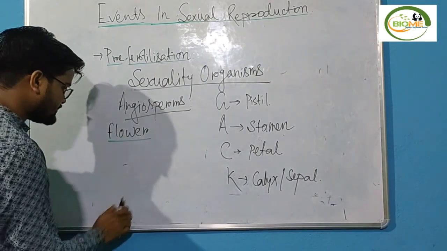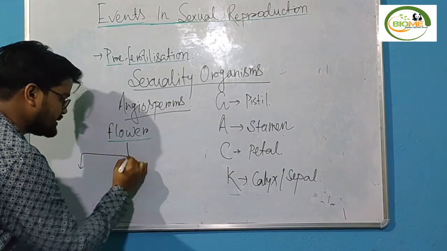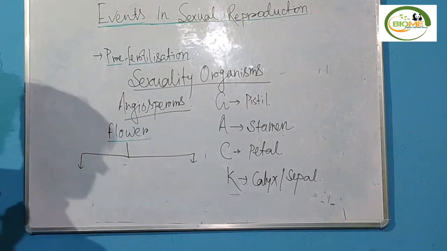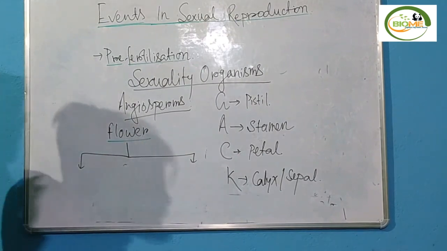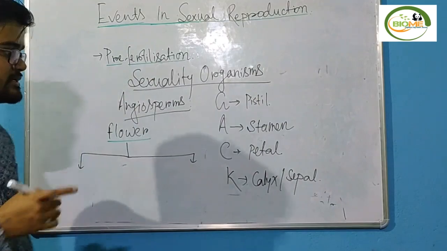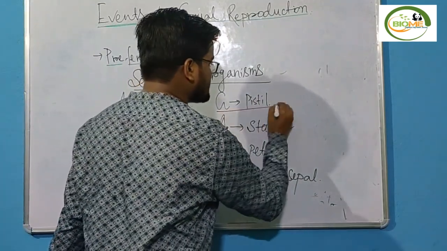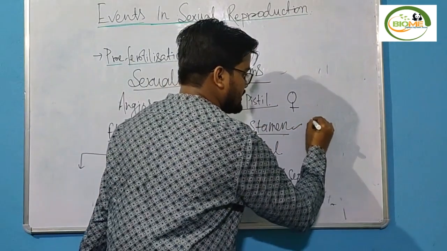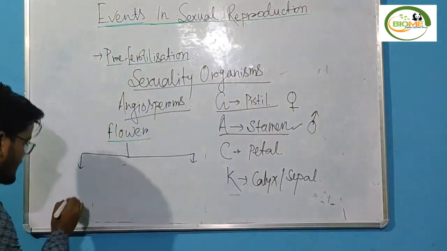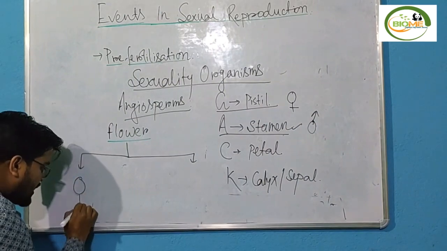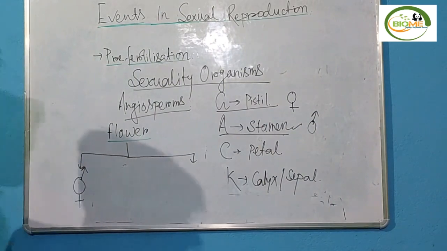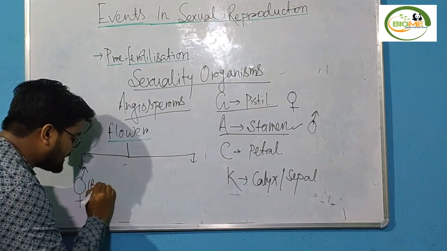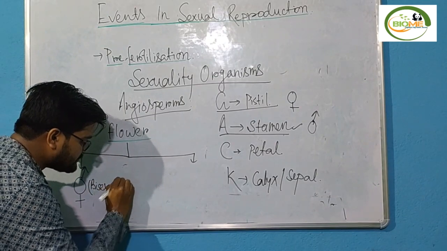So in the flower, two conditions are possible. In a flower, there are the male and the female parts. What is the female part and the male part? This is the female part and this is the male part. So if the male and the female parts are present together, what can we call them? We can call them the bisexual condition.